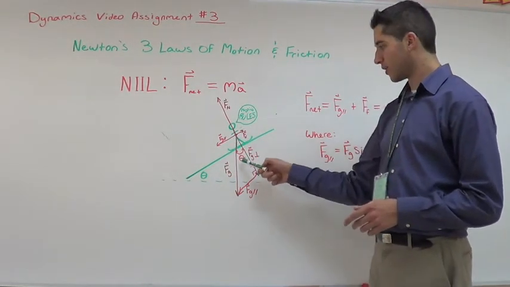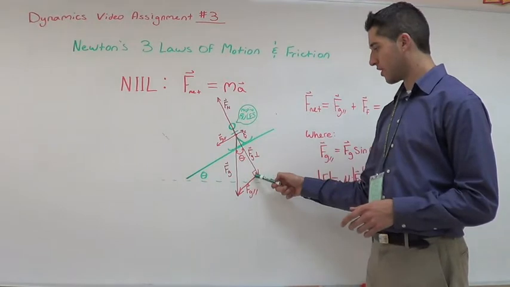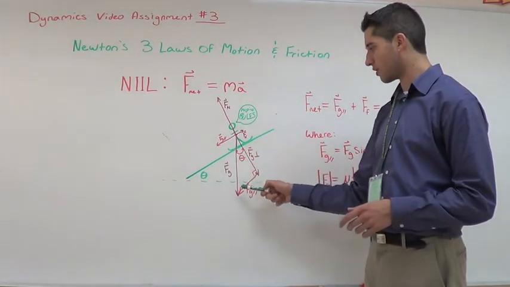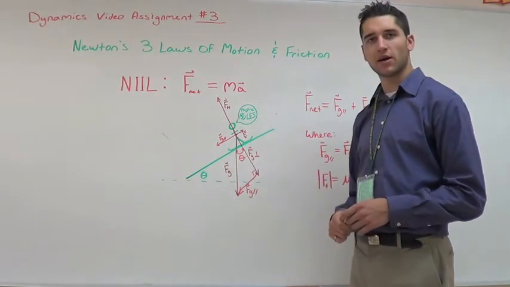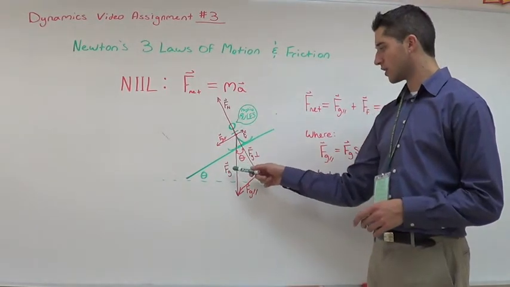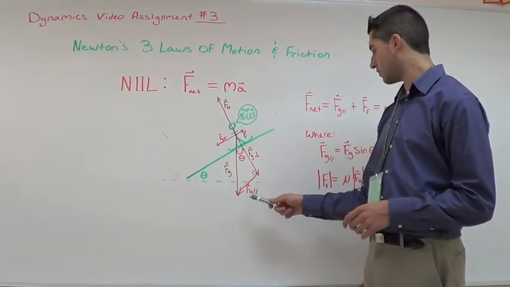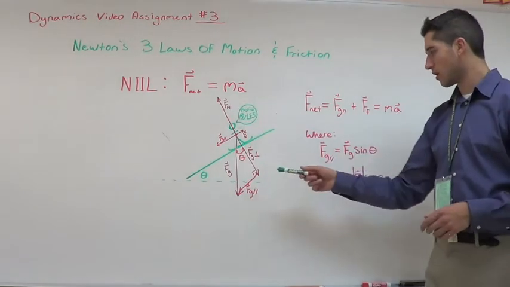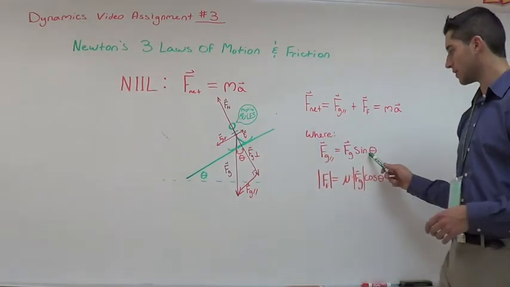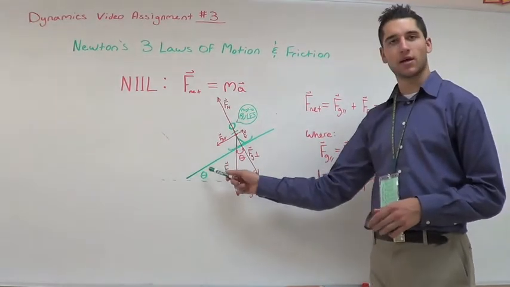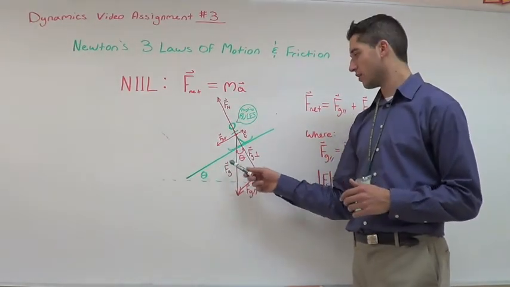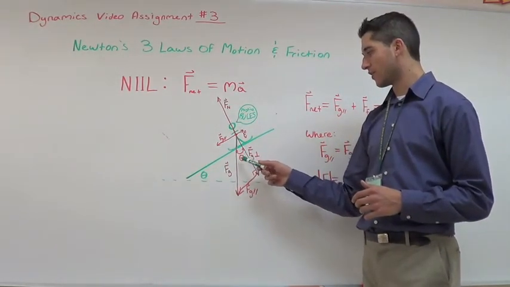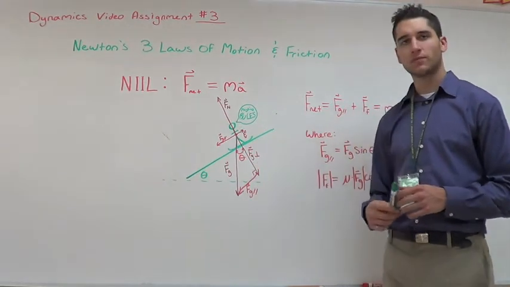Now to find this, we can do trig and find the component of this right angled triangle where FG is our hypotenuse. So using trigonometry, we can find that FG parallel is going to be equal to FG, our hypotenuse, multiplied by sine theta, which is the angle of elevation of the hill, and it's the same angle you'll find in this triangle right here.